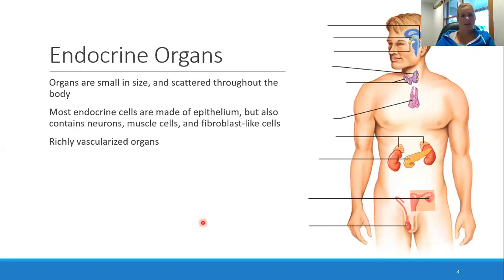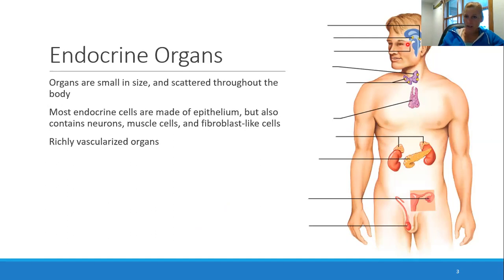They're also richly vascularized organs. So again, there's a rich blood supply to these particular organs, and that makes sense. That's very important if they are going to release their hormone into the bloodstream. It's important that they have access to that blood pretty easily. So let's take a look at each of these organs, where they're located. We'll get this kind of filled in, and then we'll take a look at what each of the endocrine organs are going to do for us.